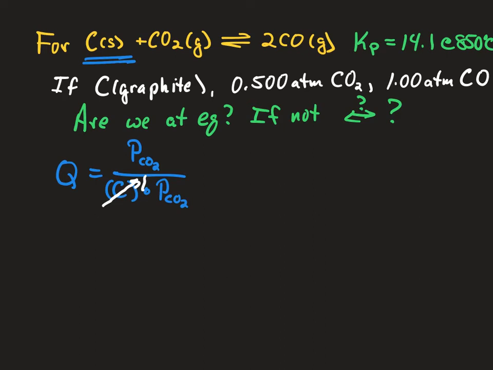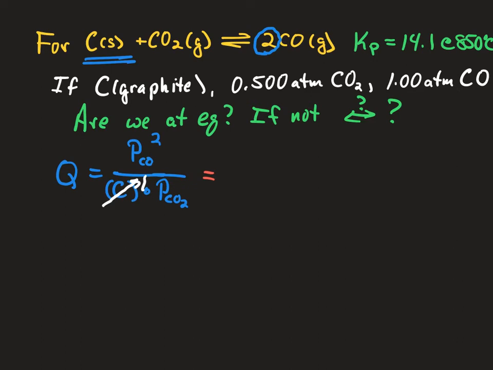And if the activity of pure solids and pure liquids is 1 in a fraction, then that in essence removes itself, and we end up with our Q just being, oh, again, I almost forgot my stoichiometry as I was writing. We can't forget to look at the stoichiometry. So our pressure of our carbon monoxide, just messed this all up, haven't I? Gotta pay attention. The pressure of our carbon monoxide product has to be squared.